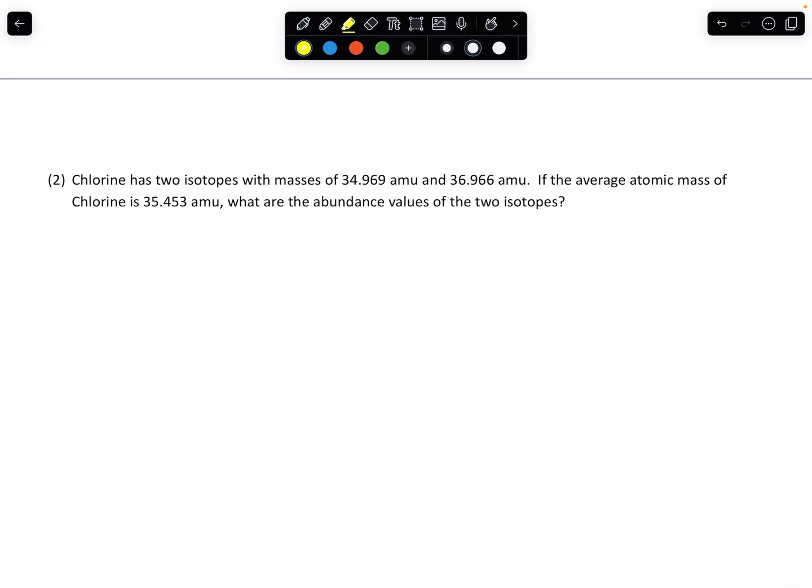Here we're going to be dealing with chlorine, which has two isotopes. The isotopes have a mass of 34.969 AMUs and 36.966 AMUs. So this is going to be chlorine 35, and this is going to be chlorine 37 in terms of the isotope labels. If the average atomic mass of chlorine is 35.453, what are the abundance values of the two isotopes? Again, I like to put together a table. So I've got isotopes of chlorine. I'm going to have a column for my mass and a column for my abundance.